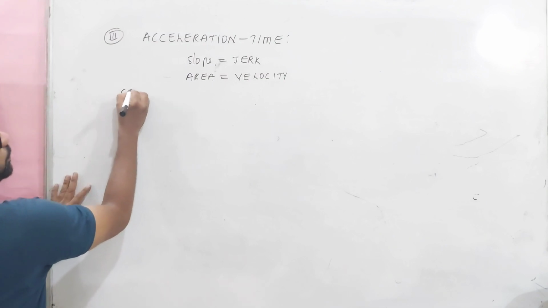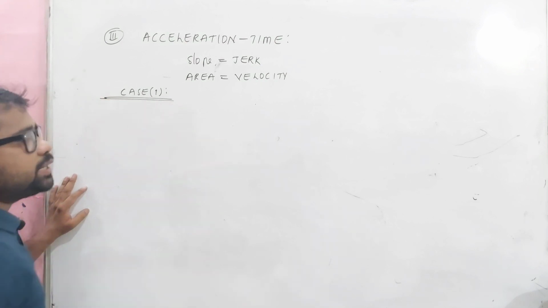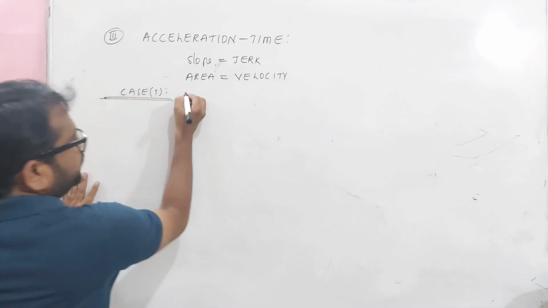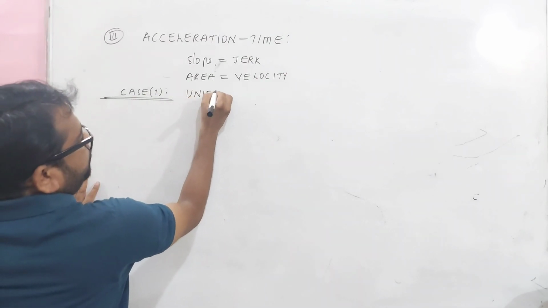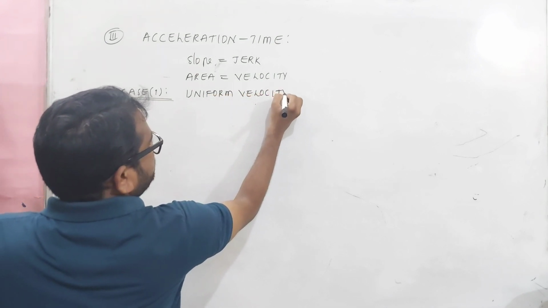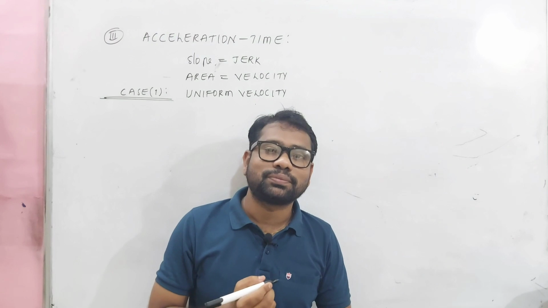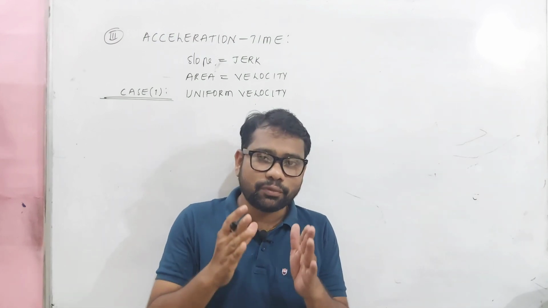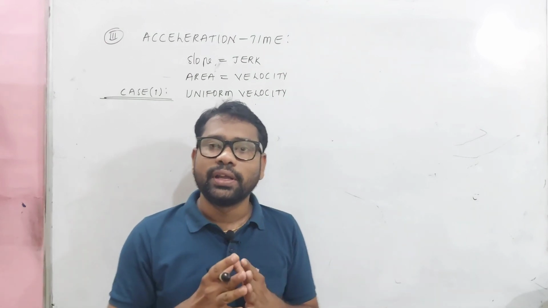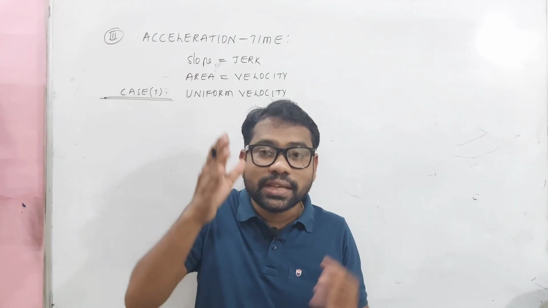So here let us see case 1. How the acceleration time graph will be if the body is moving with uniform velocity. It's very important. First case, let us take that as a uniform velocity. Children, whenever the body has a uniform velocity, the change in velocity is the same. So whenever the change in velocity is same, of course the acceleration will be 0. If the body is moving with a uniform velocity, at every point its acceleration is 0 only.